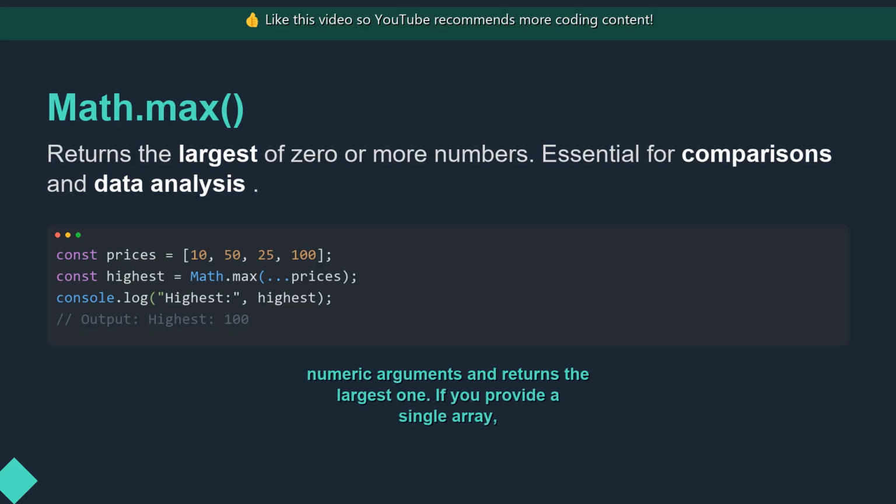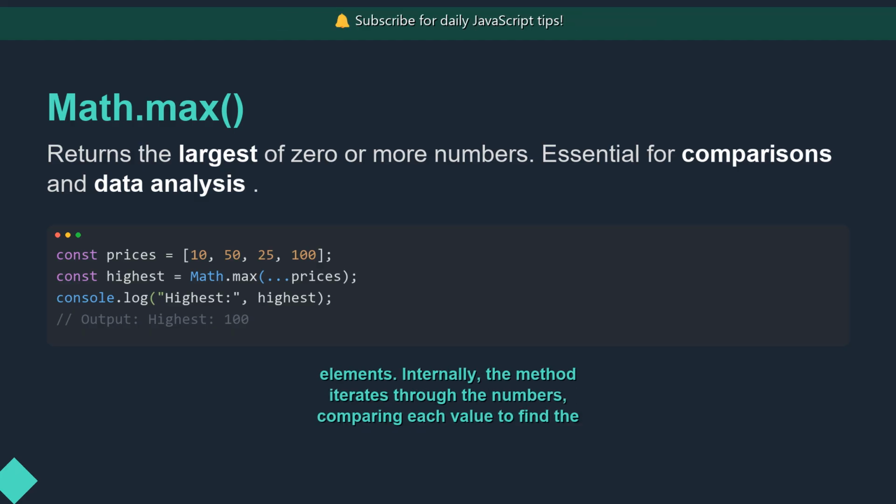If you provide a single array, you must use the spread operator to expand the elements. Internally, the method iterates through the numbers, comparing each value to find the maximum. It returns negative infinity if no arguments are provided, and returns NaN if any argument cannot be converted to a number.